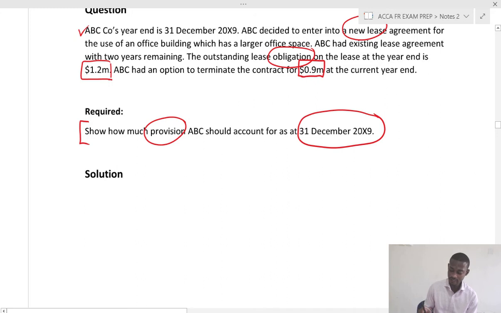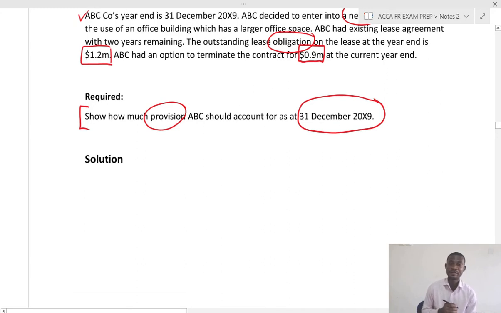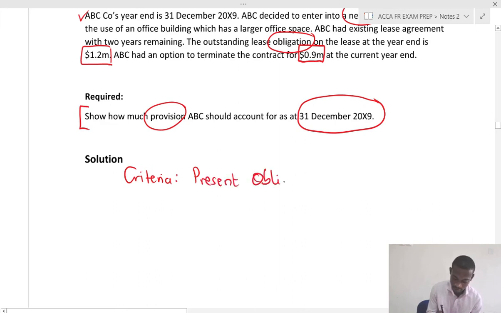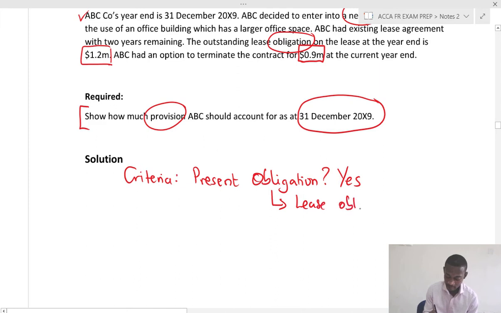So the criteria to use to establish that there should be a provision is that we have to ask ourselves, is it a present obligation? And the answer is yes, there is a present obligation, because at the year end they have a lease obligation to account for, a lease obligation of 1.2 million. So there is an obligation.